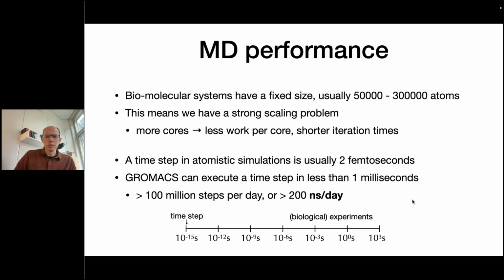The time step is usually 2 femtoseconds. Sometimes you can double it to 4. GROMACS can execute one time step in less than a millisecond. So you can in that way reach more than 100 million steps per day, or 200 nanoseconds per day. But you see that we need very many steps. Below here is a plot of the time scales we need. We have a time step in the order of 10 to the minus 15 seconds. And then we have experiments on the order of, usually milliseconds, seconds, or if you're lucky, microseconds. So you need to cover 9, 10 orders of magnitude there. That's why there's such a high pressure for MD software to be very fast.